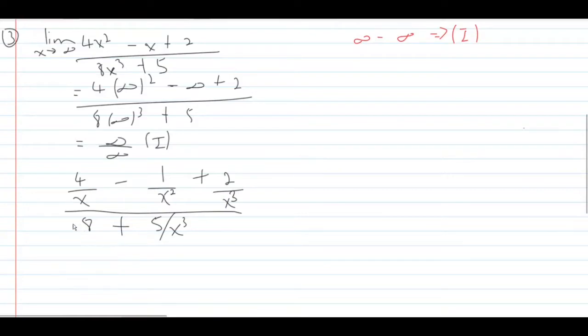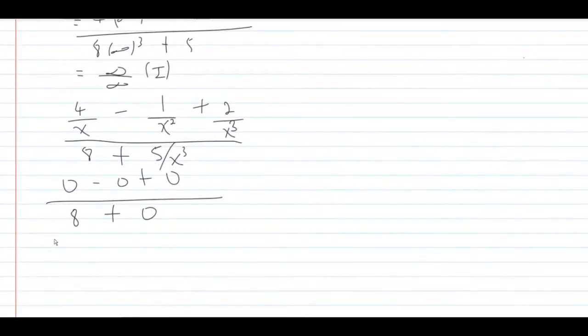Now, from the previous video and in the first two examples, we know that this would be 0, this would be 0, this would be 0, and this would be 0. So here, this would be 0 minus 0 plus 0. All of that is over 8 plus 0, right? And we know that this would just be 0 over 8, which is just 0. So the limit of this function is 0.